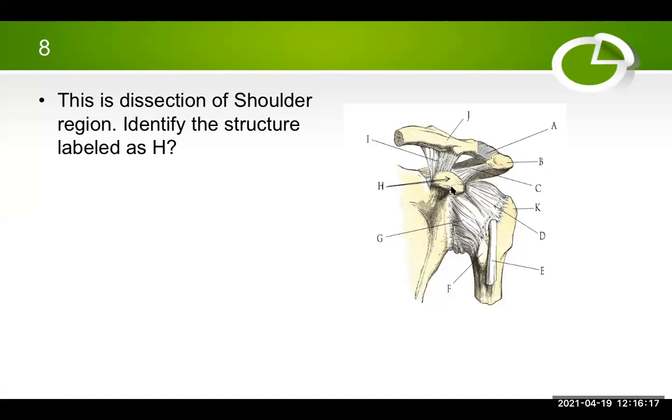This is called the coracoid process, and this is the acromion process. So these are two important processes, or pointed areas, of the scapula: coracoid and acromion. The coracoid process is not attached to any other bone. It is free, whereas the acromion process is attached to the lateral end of the clavicle.